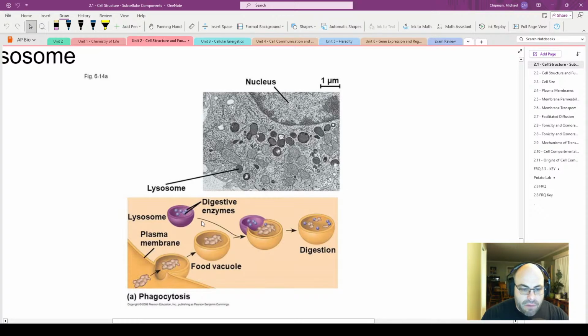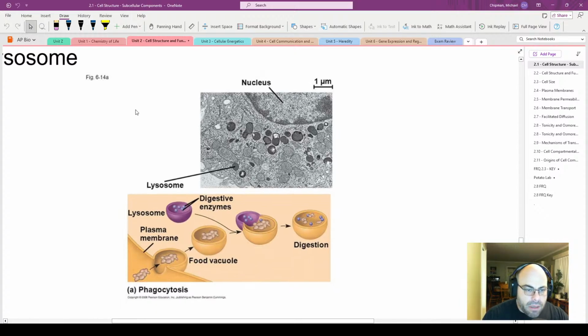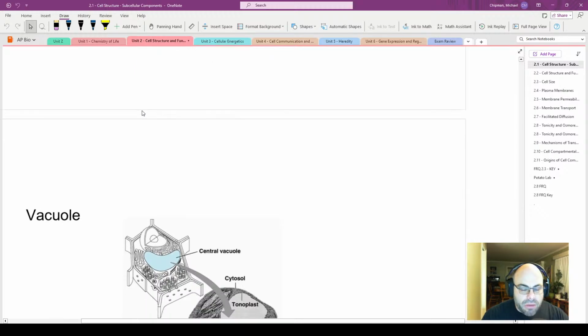In fact, if the cell needs broken down, like if the cell is just done, or maybe there's something wrong with the cell and it wants to do apoptosis, like programmed cell death, the lysosomes will just break themselves open, and the whole inside of the cell becomes a lysosome and eats itself.